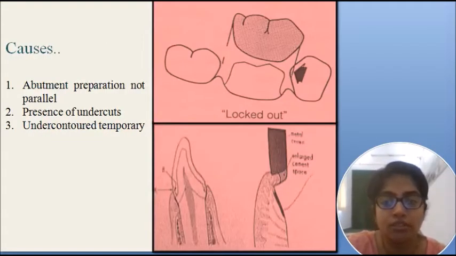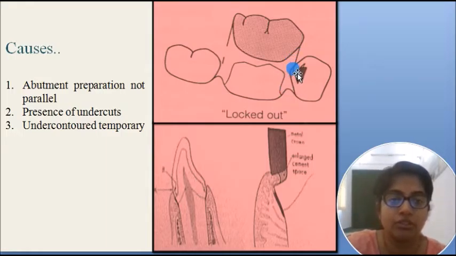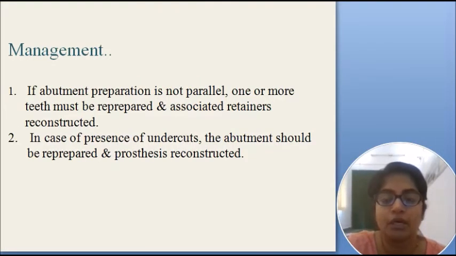So what are the causes? The causes can be very importantly that there is abutment preparation which is not parallel, there is presence of undercuts, uncontoured temporary. So you can see that in this picture that the failure to seat is because of the unparalleled preparation. Okay, so this is the reason why the FPD cannot seat properly. How to manage this?